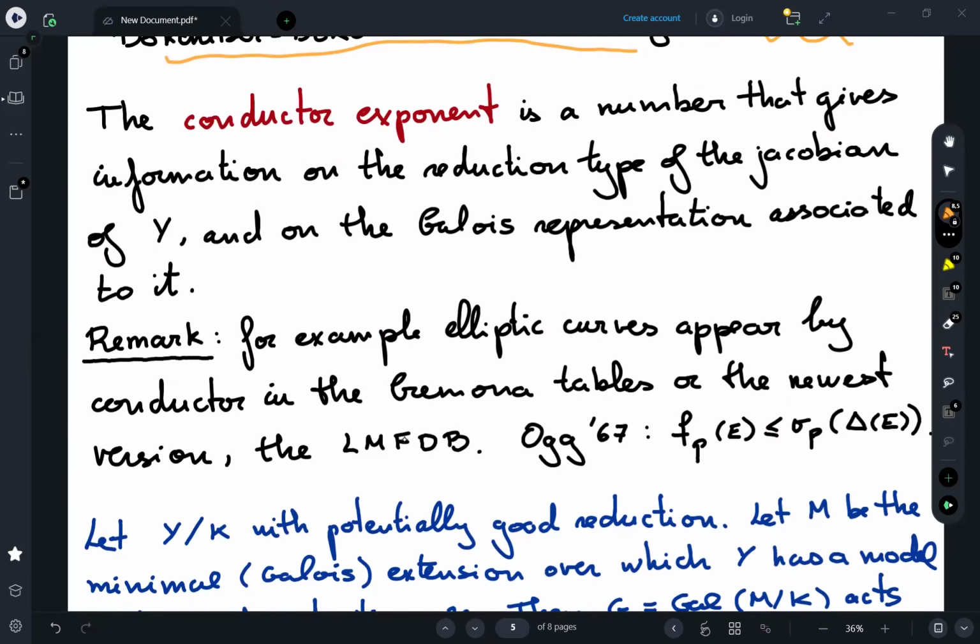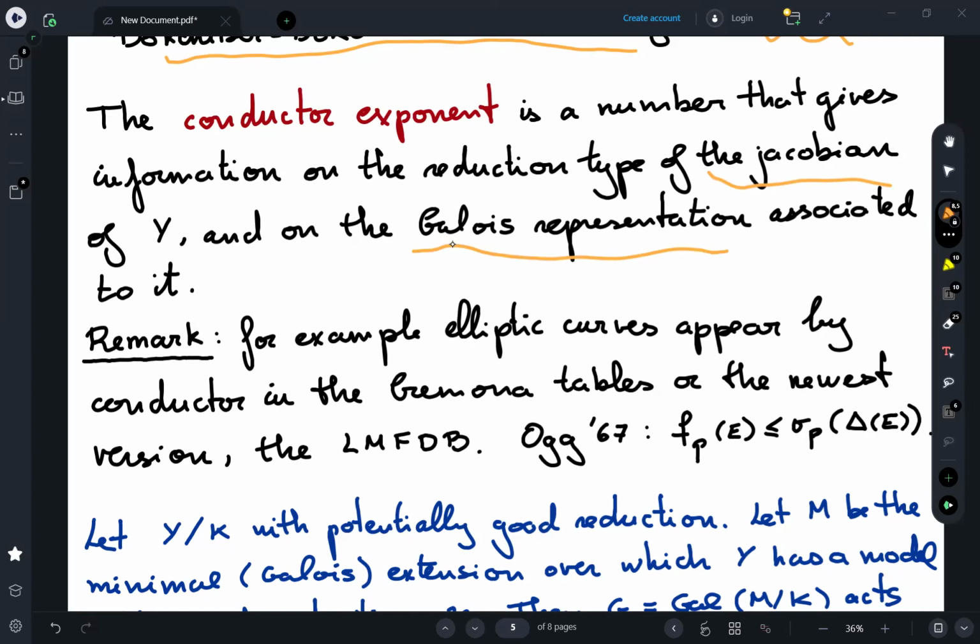It's really about, okay, maybe you need to go to a field extension and then you look at the reduction, but you don't care that much about the field in the sense that you are allowed, or you even need, to consider field extensions. So it's more like the geometric perspective. But for the conductor, there is really this arithmetic component, in the sense that it's sensitive to field extensions. And it is a number that gives information on the reduction type of the Jacobian, not really of the curve. And it's linked to the Galois representation associated to the Jacobian of the curve.